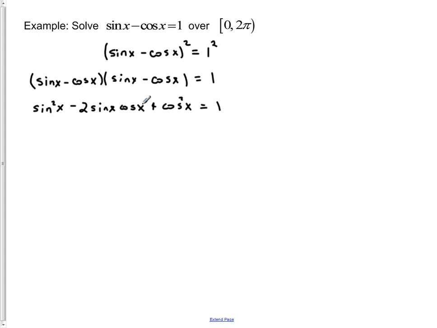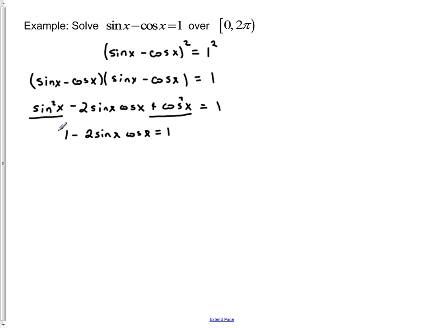Now, all of that is equal to 1, and so we say, well, that still looks like an awful looking thing, except for the fact that we now have sine squared x plus cosine squared x. And we know that by our Pythagorean identity, that's equal to 1. And so on the left-hand side, we actually have the equation now, 1 minus 2 times the sine of x times the cosine of x equal to 1.